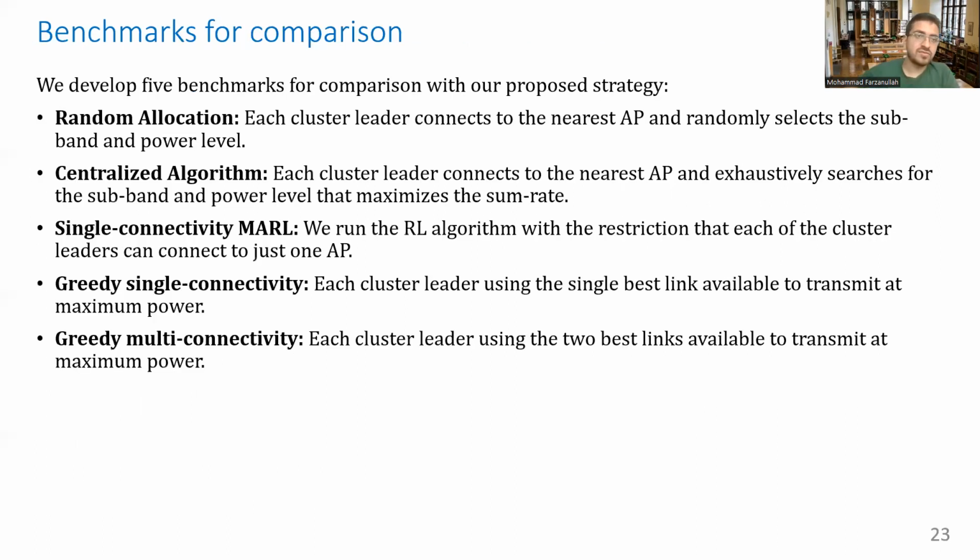So we developed 5 benchmarks for comparison. The first was random allocation. The second is the centralized algorithm, where each cluster leader connects to the nearest access point and exhaustively searches for the subband and power level that maximizes the sum rate. Then there is single connectivity MARL, where we use reinforcement learning with the restriction that each cluster leader can connect to just one access point. Then there is greedy single connectivity, where each cluster leader connects to the best available link at maximum transmit power, and greedy multi-connectivity, where each cluster leader connects to the 2 best links available to transmit at maximum power.